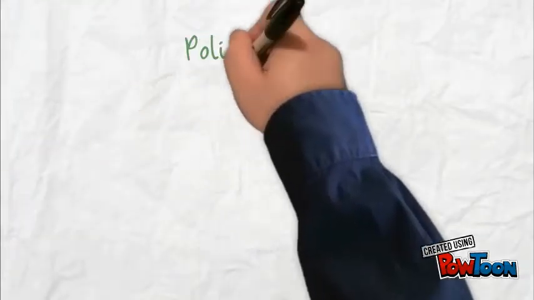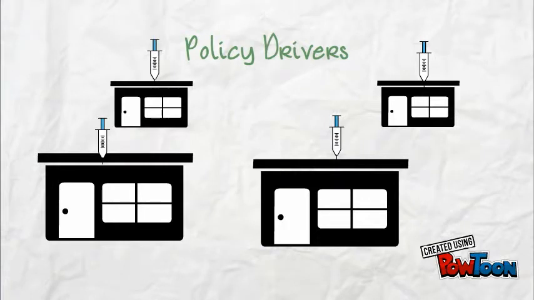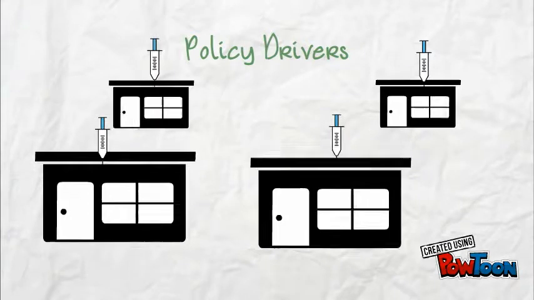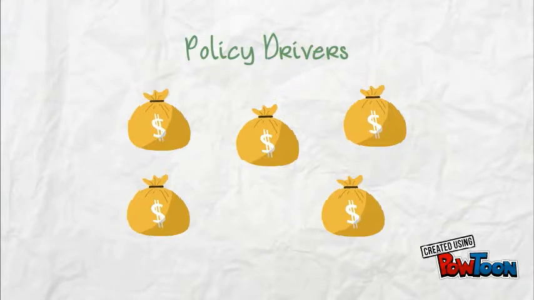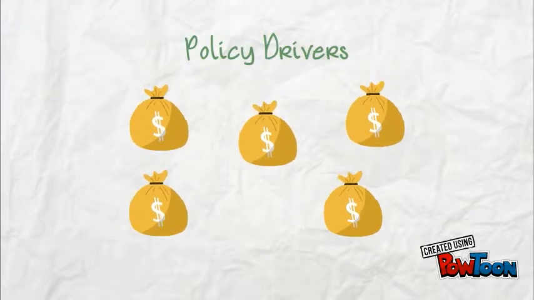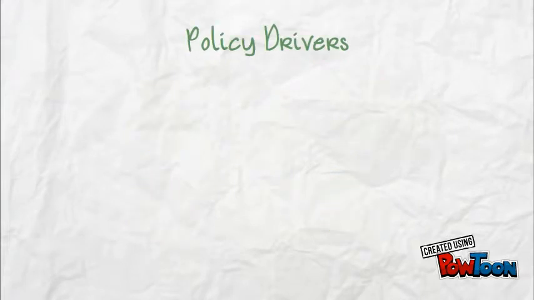Policy drivers. In order for compliance, we must provide readily accessible resources to parents to get their child vaccinated. Also, providing vaccinations at a low cost is important in order to ensure compliance and increase the amount of children who are vaccinated and attending schools.